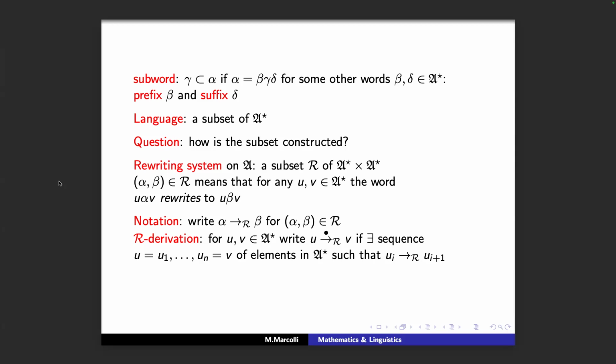And then, a derivation in this sense is a sequence of such strings, or if you want, a sequence of such rewriting operations, one after the other, that goes from beginning to end. So this is providing some kind of morphism between languages.